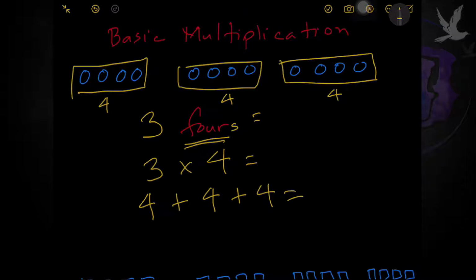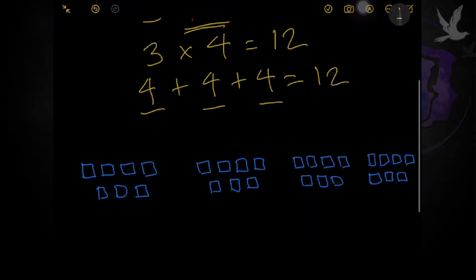And all the answers for this are the same. If you memorize the multiplication table, 3 times 4 will give you 12, which means 3 fours will give you 12. And if you add this one by one, 4 plus 4 plus 4, it will give you 12 as well. That's the logic of multiplication. Very easy. Let's try to do the next.